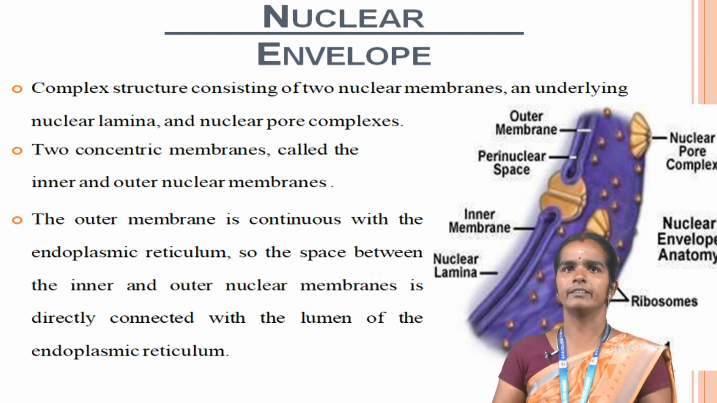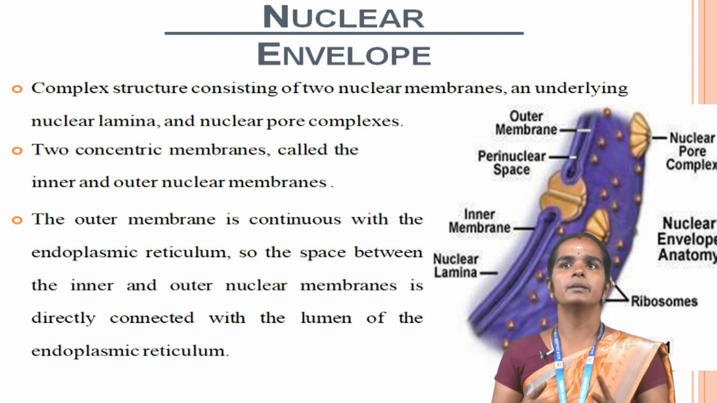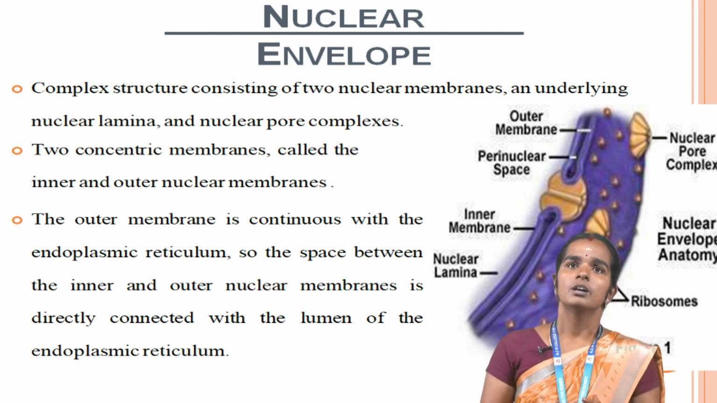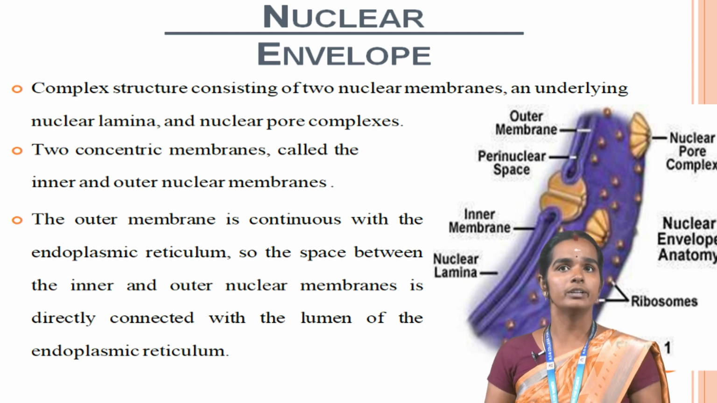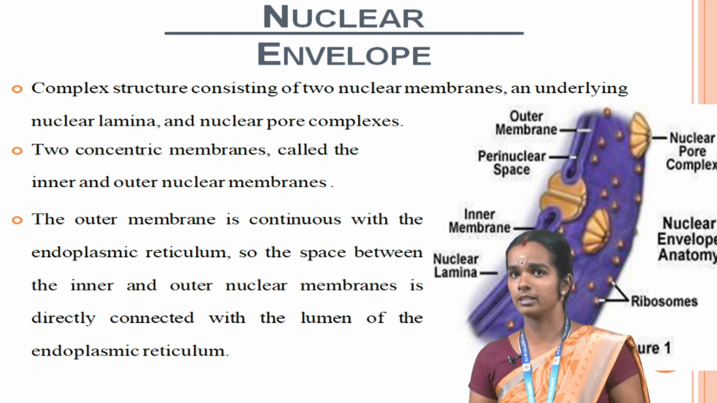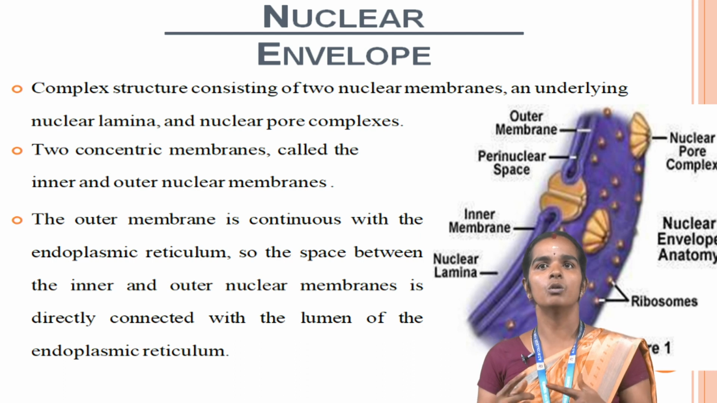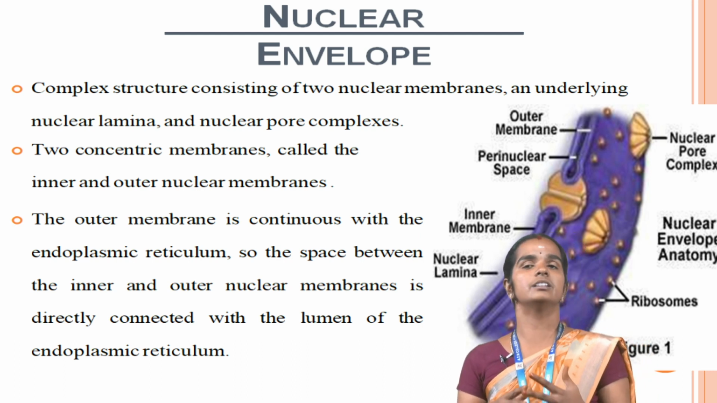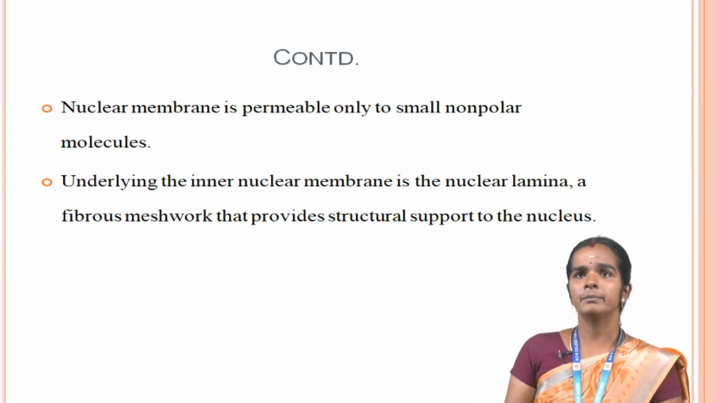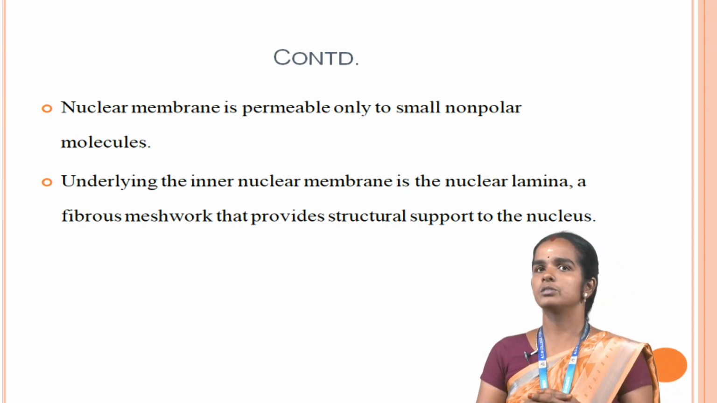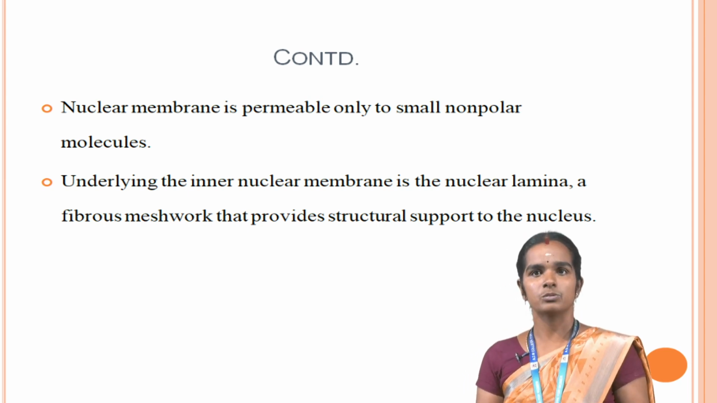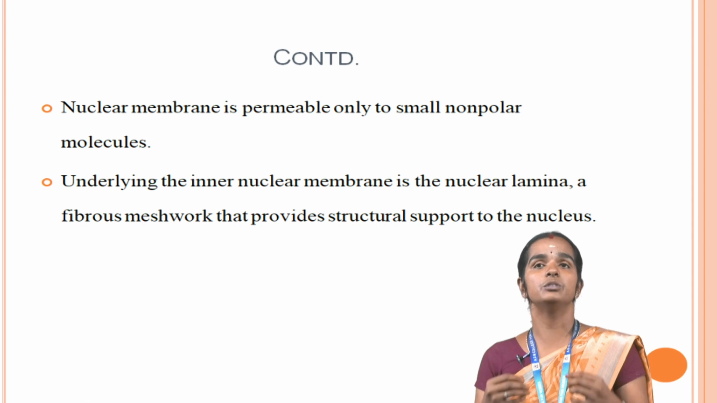This is the nuclear envelope. It is a complex structure: the nuclear membrane, underlying nuclear lamina, and nuclear pore complexes. Two concentric membranes called the inner and outer nuclear membrane. The outer membrane is continuous with the endoplasmic reticulum. So the space between the inner and outer nuclear membrane is directly connected with the lumen of the endoplasmic reticulum. The nuclear membrane is permeable only to small non-polar molecules. Underlying the inner nuclear membrane is the nuclear lamina, a fibrous meshwork that provides structural support to the nucleus.